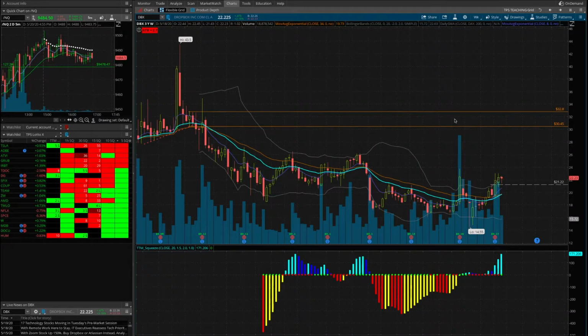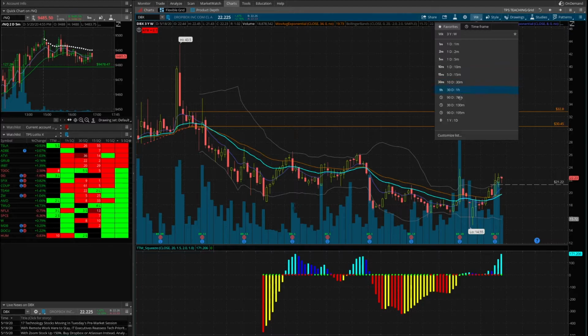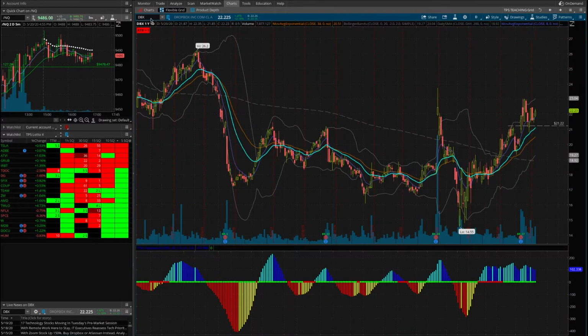And here's where we notice, okay, Dropbox is in a little bit of a downtrend if we're looking at the weekly chart. That doesn't mean that a trade we take on it isn't going to work, but it's not typically the kind of chart that we're looking for in a TPS system. So let's go back to our daily and let's look at Docu.